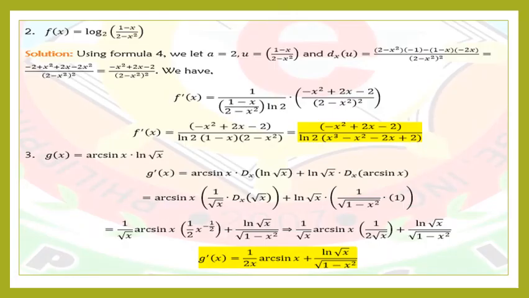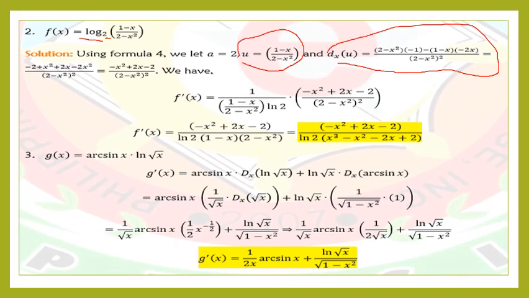Second example, class, ang given is f of x is equal to the log of 1 minus x squared over 2 minus x squared with the base 2. So using the formula 4, kasi logarithmic function na, so we let a as equals to 2 kasi yan yung base natin. And then we let u as 1 minus x squared over 2 minus x squared. And then, para diretso na tayo sa pag-substitute sa formula later on, pwedeng kunin na natin yung derivative ng u natin. So, ang u natin class, para ma-derive natin yan, kailangan natin gamitin dito yung quotient rule.